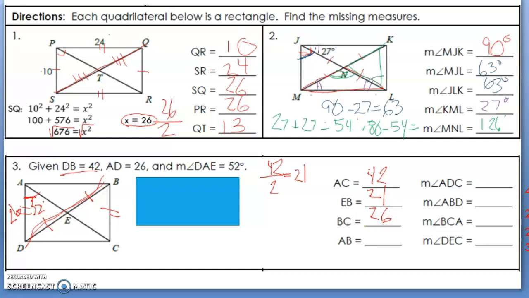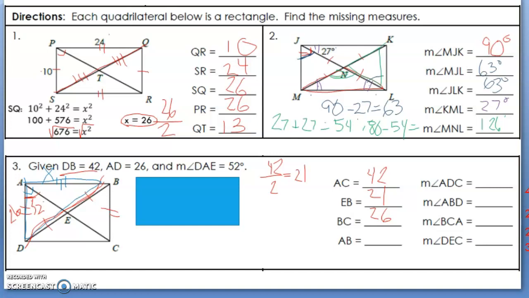Now, to find AB, we do not know a side AB, so we can look at either triangle. If I'm looking at this top one, for example, I know AD is 26. We don't know the top side AB, so that's going to be our variable. I'm going to call it X. This is a right triangle because it's a rectangle, and we do know the hypotenuse. The hypotenuse is DB, or 42 units.